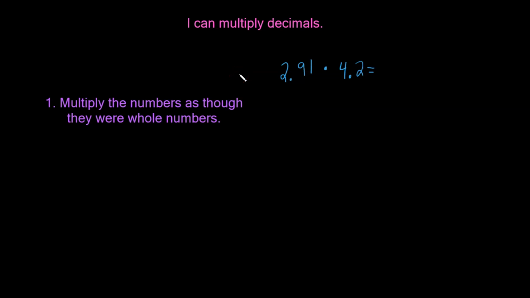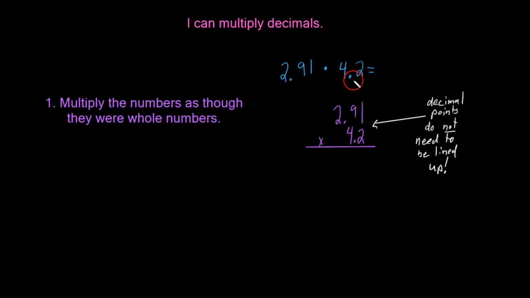So the first step is to multiply the numbers as though they were whole numbers. So remember, with whole numbers, the number with more digits needs to go on top. So we could go 2.91 times 4.2. So now that we have them stacked up, one thing you might notice is that the decimal points are not lined up. And when we're multiplying, the decimal points do not need to be lined up. So now that we have the numbers stacked on top of each other, we're just going to multiply them as though they were whole numbers.